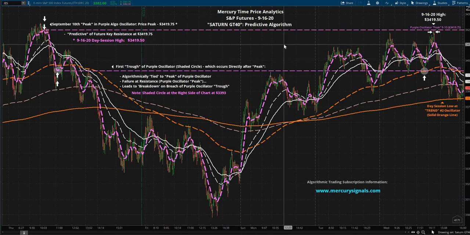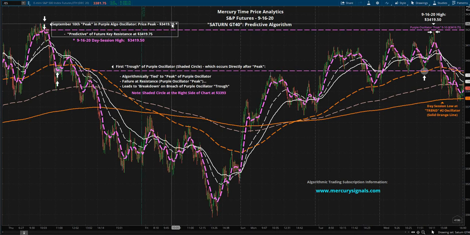So on our live chart, I was on the mic this afternoon after the Fed meeting, and I told our members, look for a high to come in at 34.1950 within a couple ticks. Where did the high come in? 34.1950. Now, why did I say that? If you go back to September 10th, the highest peak on the fastest oscillator on here, which is the purple one, it peaked right here on September 10th at 34.1975.